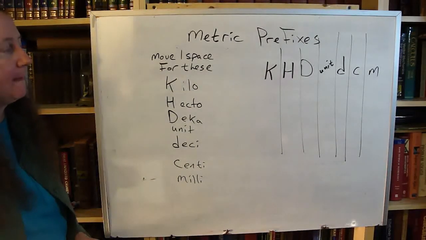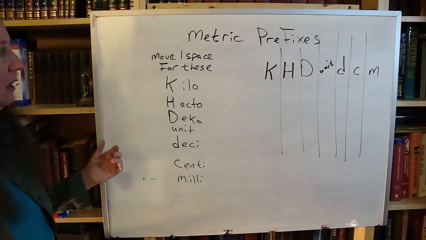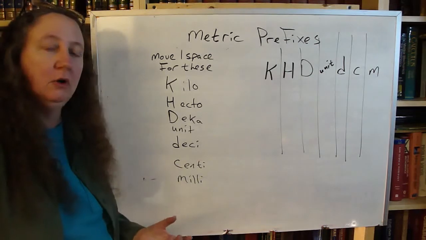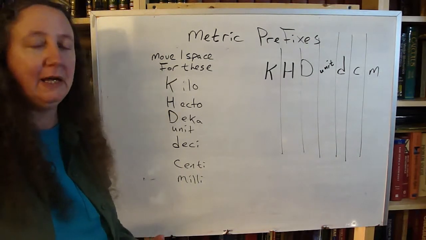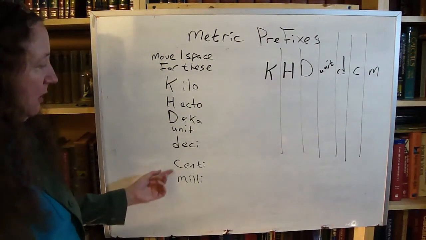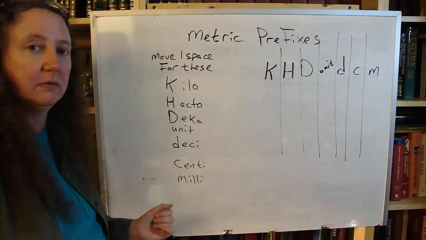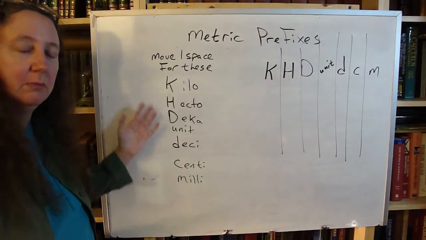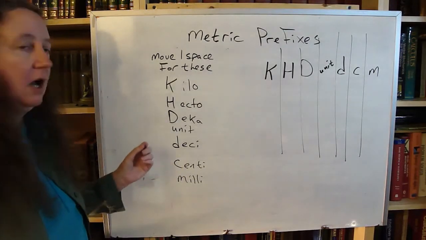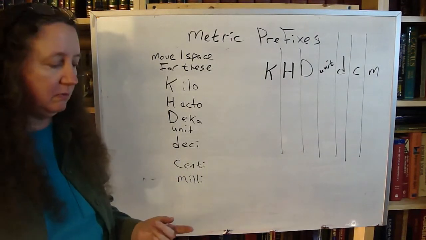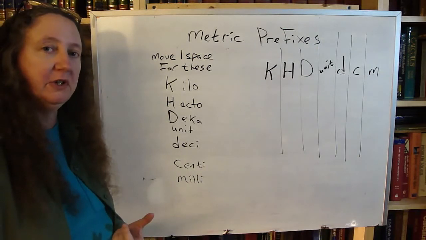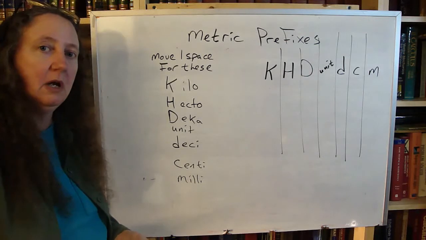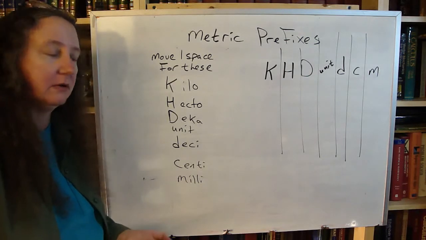Metric system. You've heard of 2 liters of pop. You've heard of kilograms of weight. You've heard of centimeters. These are metric prefixes here, and we have our units of measure. Meter for distance, liter for volume, and gram for weight.